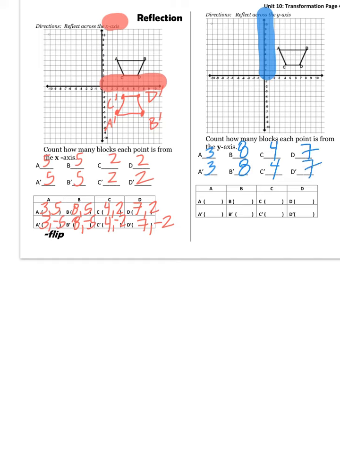Okay, the ordered pair for A is 3, 5. So we'll change the sign of 3, make it negative 3, 5 for A prime. Okay, so B is 8, 5. So quadrant 2, we have positive x values. I'm sorry, negative x values, positive y. So we're negative 8, 5 for B prime.